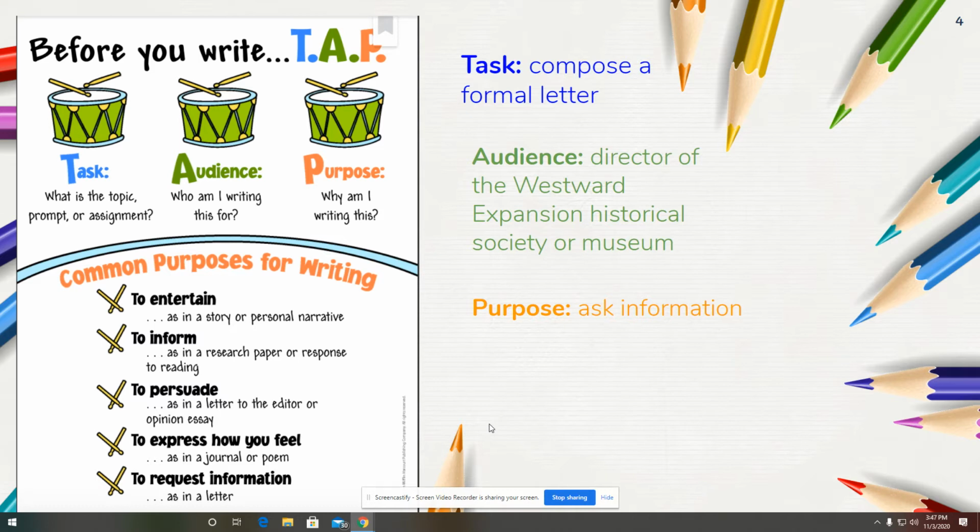Remember, before you write, we always TAP. Task, audience, purpose. Task, what is the topic or prompt or assignment? Well, today and for this past week, your assignment has been to compose a formal letter. Audience, who am I writing this for? You are writing this letter to a director of the Westward Expansion Historical Society or a museum. And purpose, why am I writing this? You're writing this letter to ask for information.